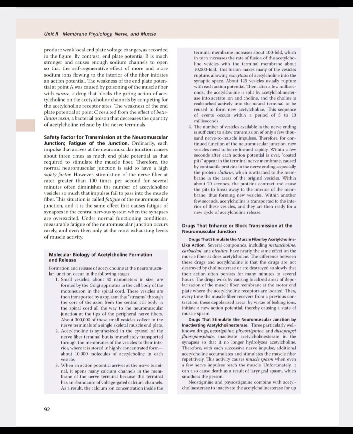Now come to page 92 and see this paragraph and highlight from the curare, that is the drug. Highlight this: a drug that blocks the gating action of the acetylcholine on the acetylcholine channels by competing for the acetylcholine receptor sites. Alright, and then there is another toxin mentioned, that is botulinum toxin. It is a bacterial poison that decreases the quantity of acetylcholine released by the nerve terminals. We talk about all the other drugs that are discussed below, so no need to highlight any other point.